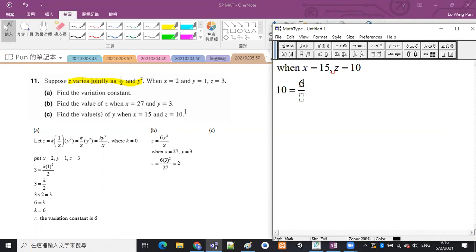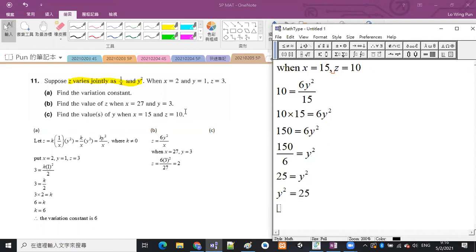So 10 is equal to 6 times y squared, okay, divided by 15. And then you just multiply the 15 to the left hand side. 10 times 15 is equal to 6y squared. So we have 150 is equal to 6y squared. And then divide the 6 to the left hand side. And use the calculator, and you get 25 is equal to y squared. So y squared is equal to 25.